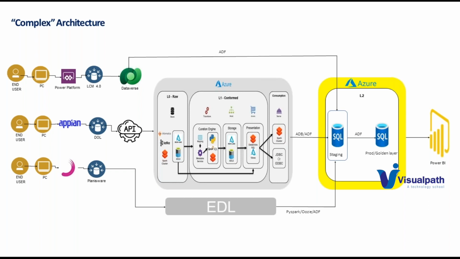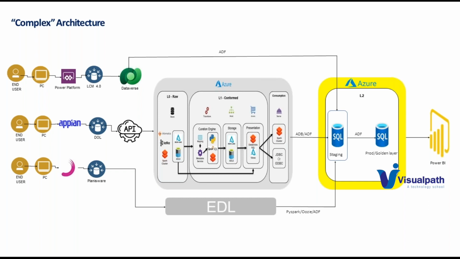APN is another tool. Then like LCM, they have DOL. This is another application, and from here they are using the API. So what does it mean? Why am I bringing this architecture in front of you? As I said, you can have multiple sources, whether it is Dataverse, whether it is API, whether it is Planisware.